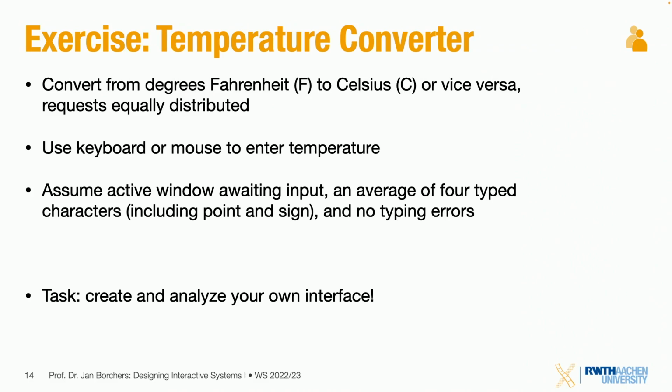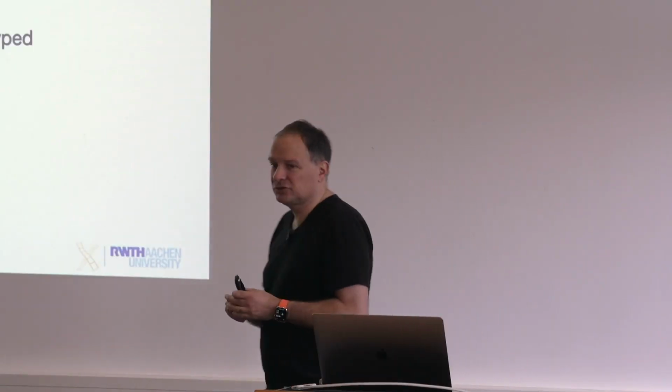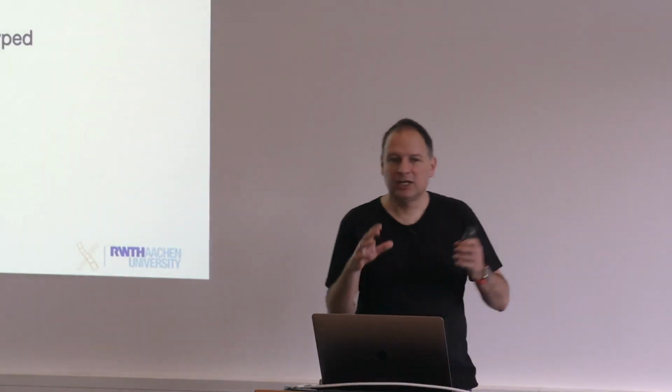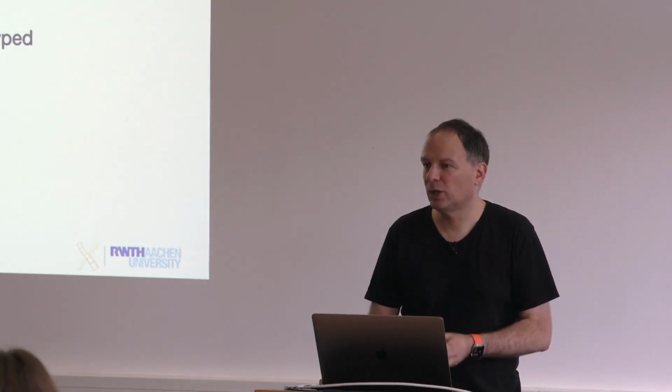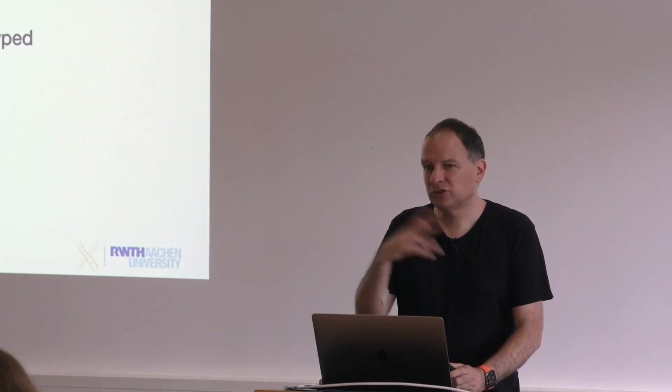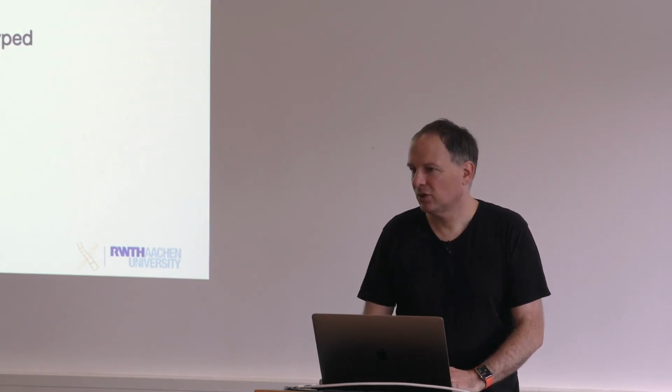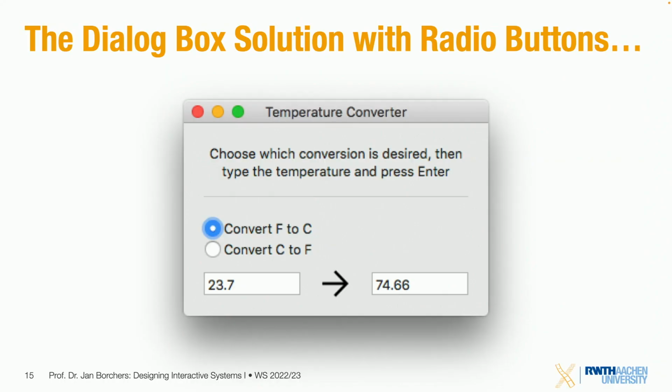So here's the task. I want you guys to get together, groups of 2, for example, and design an interface for this. You only need to design one interface. You can make up your own. Make it any way you want for your task. A naive interface could look like this. You say, well, I got to select the conversion direction, right? Fahrenheit to Celsius, and I got to enter the number, right?